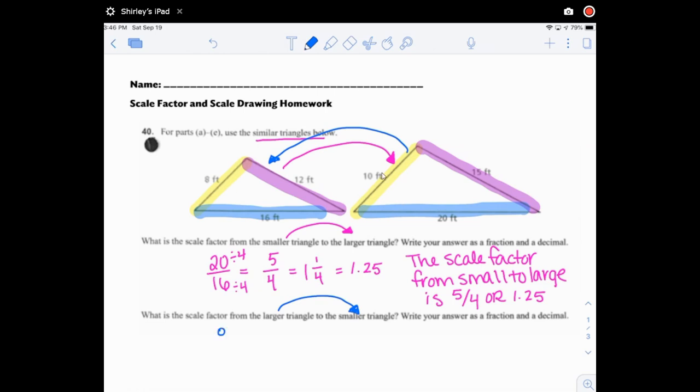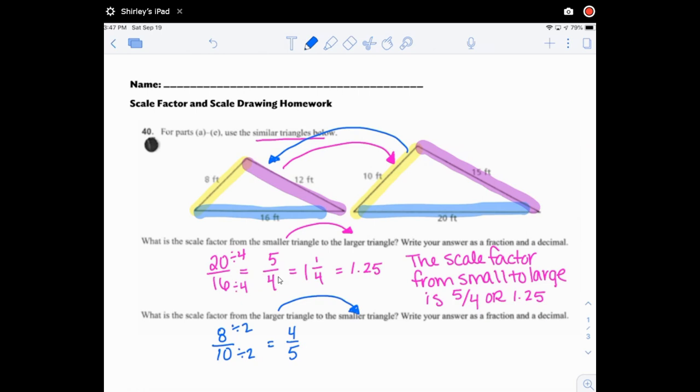So I have 8 divided by 10. And then I'm going to go ahead and reduce that fraction again. 8 and 10 can both be divided by 2. If I divide both of these by 2, I get 4/5. Okay. Notice here what happens. We talked about this a little bit in lesson 5 whenever you watch that Edpuzzle video. My scale factor from small to large was 5 over 4. My scale factor from large to small was 4 over 5.